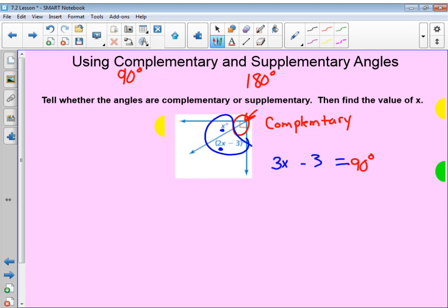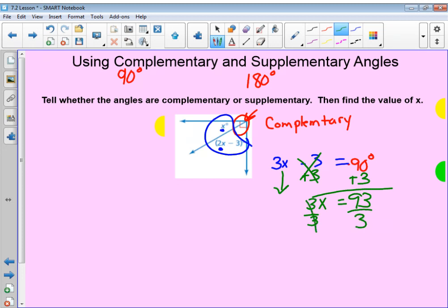We're going to go ahead and now work to get X by itself. We start with getting rid of any adding or subtracting first. So we're going to do a plus 3 here. Plus 3, we get 93 on this side, our equal sign, and then all we have left is a 3X. Right now it's 3 times X, so we're going to divide by 3. 93 divided by 3 gives us X equals 31 degrees. Okay, so here's one answer, it's complementary, and we just found out that the value of X is 31.